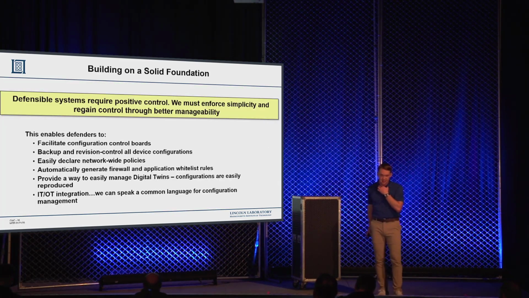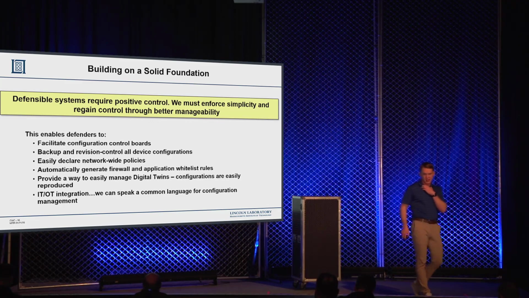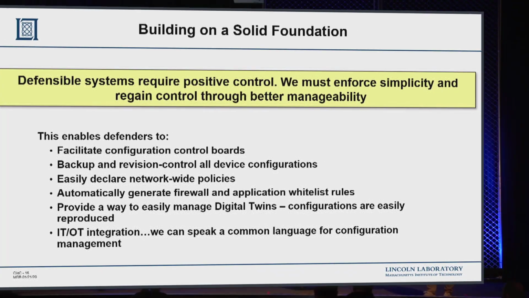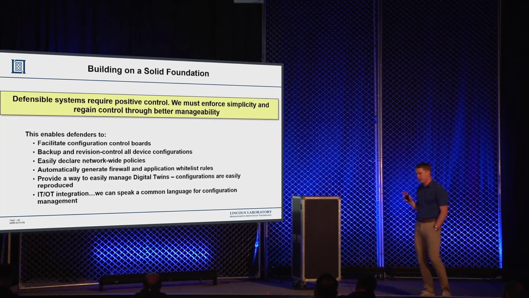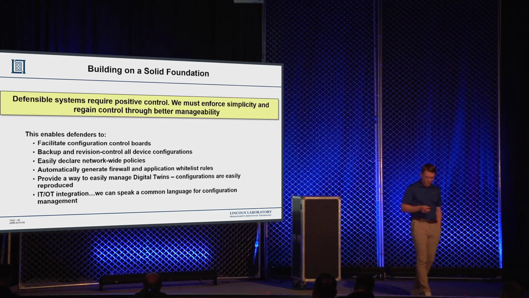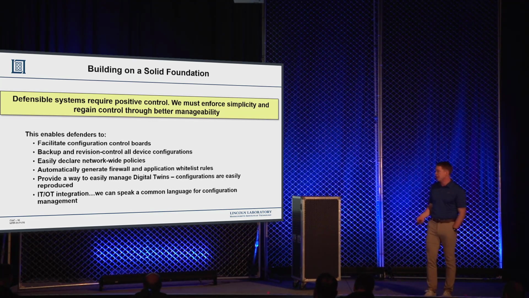So my final slide is just to tie back. Defensible and safe systems require positive control. We need to think about how we can make this simpler for end users and operators to understand what state their systems actually are in, so that we can ultimately regain control. This enables a couple of different things I listed here. One of them is to facilitate configuration control boards.